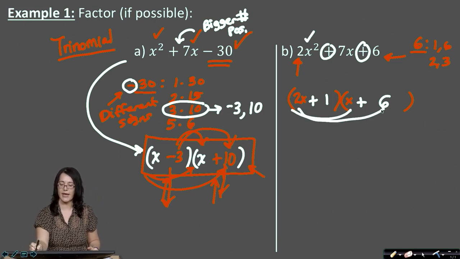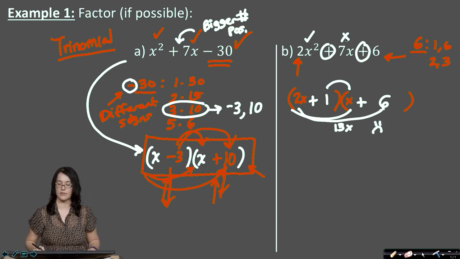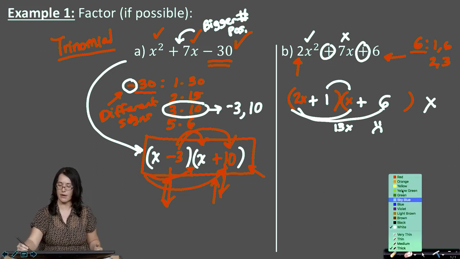This would be 12x, wouldn't it? Plus 1x. Well, what is 12x plus 1x? Oh, that's 13x, isn't it? That is not what we wanted here, so that's a fail. We did not get 7x. So you can see how the guess and check method can take time. So let's try another pairing.